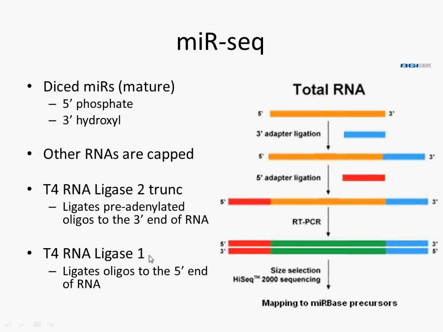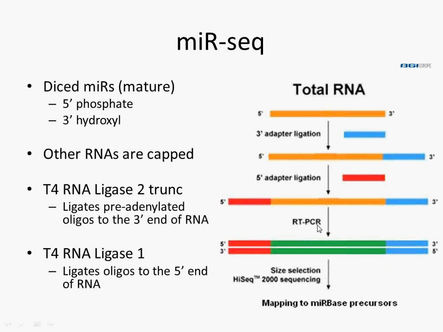After that, we use T4 RNA ligase 1 to ligate oligos to the 5' end of the RNA, and what you see is that we have achieved at the RNA level a library construction like we would with DNA, that I have described early on for the process of next generation sequencing.